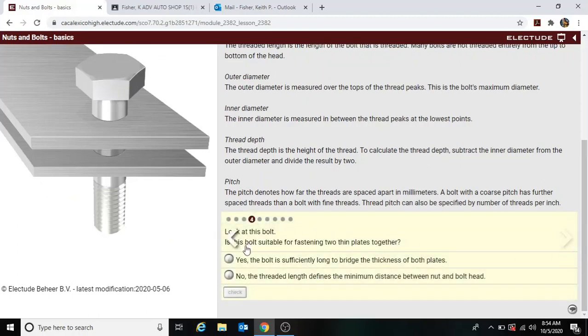Okay, look at this bolt. Is this bolt suitable for fastening two thin plates together? Do you think if you put a nut on here and screwed it down, these two thin plates are going to get pinched? No, because of all that smooth part of the shaft.